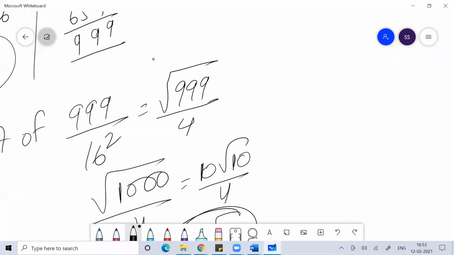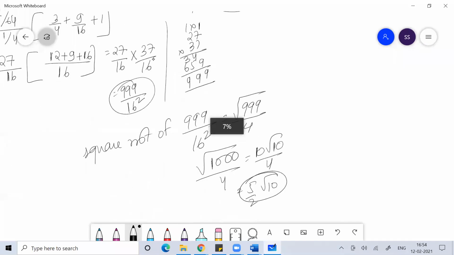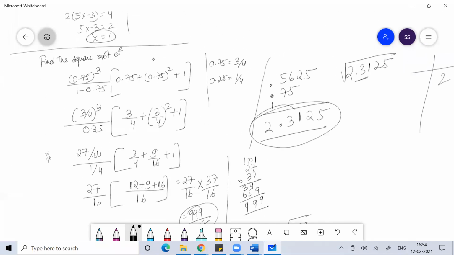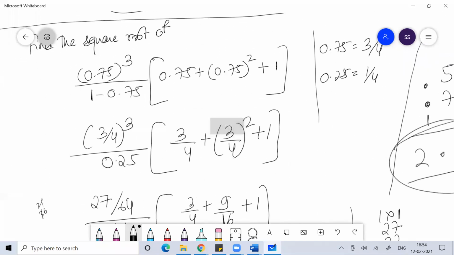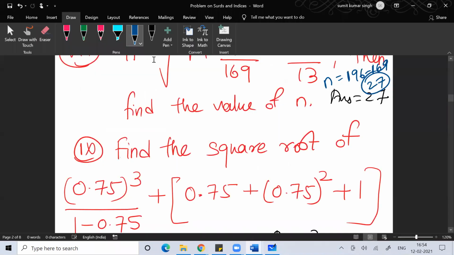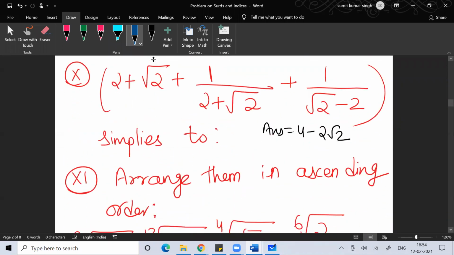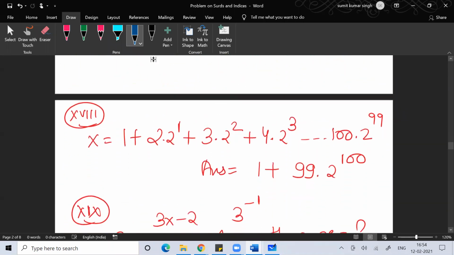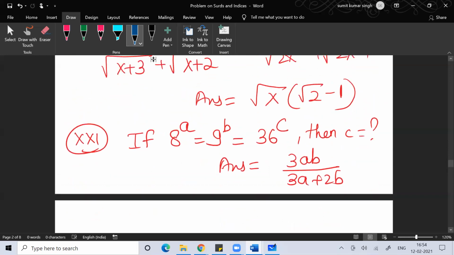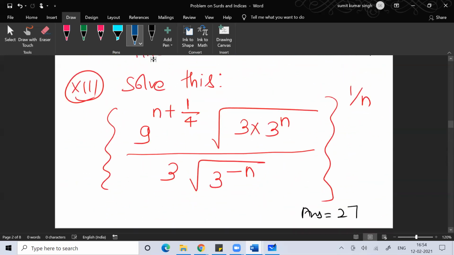I simply wrote 999 as approximately 1000. Maybe I made some calculation mistake while writing the question; otherwise you should not get an answer like this. Anyway, any doubt? I'll forward you this Word document. Here you have a lot of questions on indices. If you are interested, you can solve these questions, and tomorrow ask me your doubts.